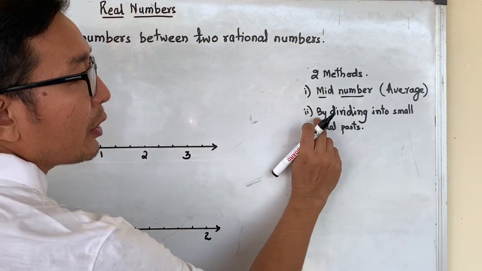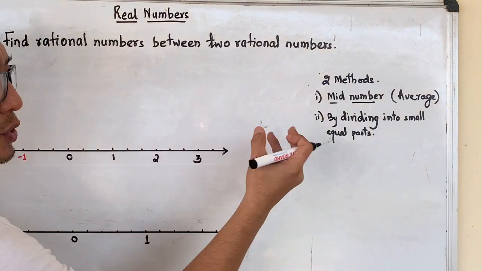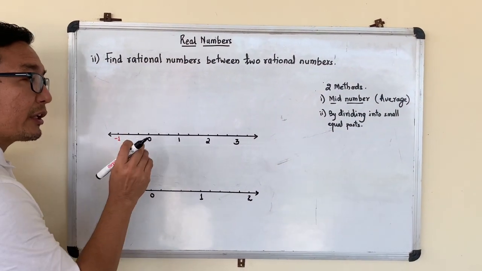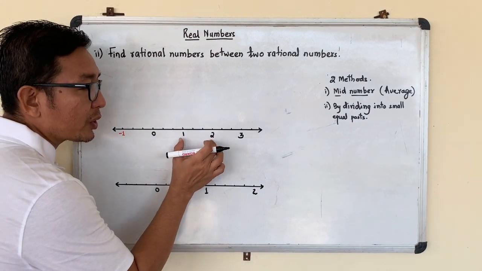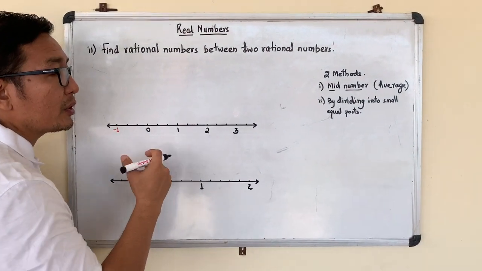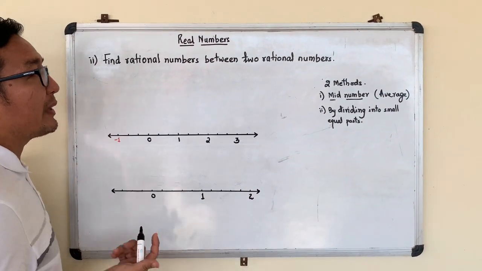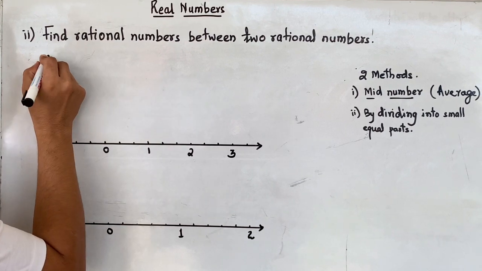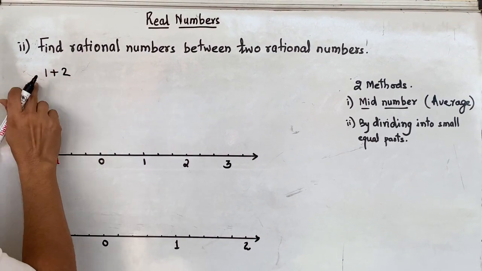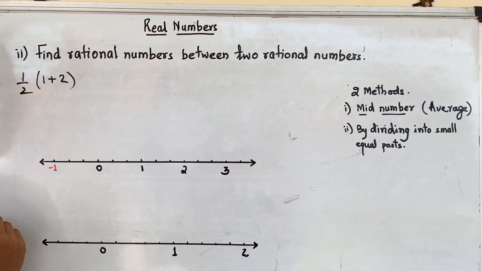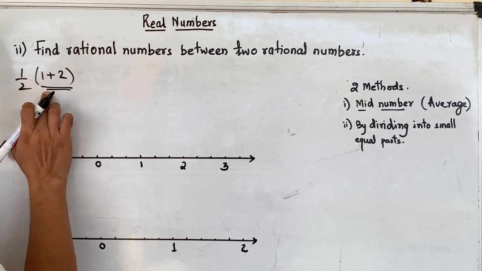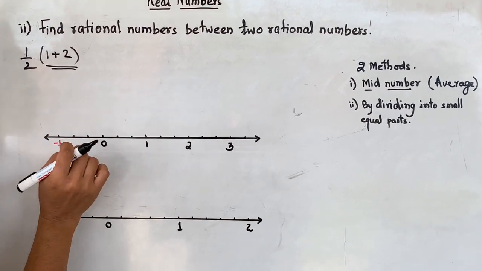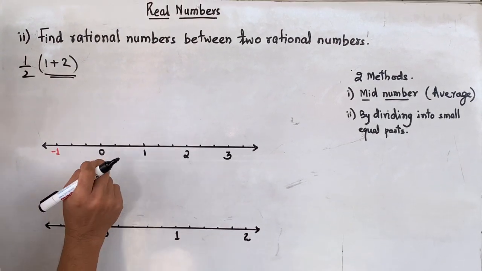The second method is dividing into small equal parts. For the average, the average is found by taking the sum of the two numbers and dividing by two, or multiplying by half. This is how we find the average of two numbers: half of the sum of the two numbers is called the average, the mid value of the two numbers.